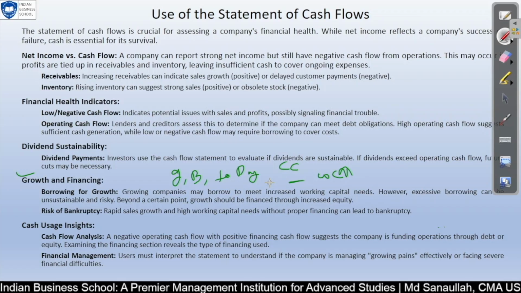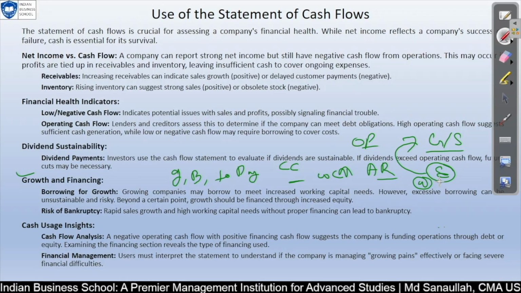If you keep on taking loans and your sales are not growing at a similar percentage, there is a problem. Or even though sales are growing, if you are not recovering your AR and AR keeps on increasing, that is also a problem. Sales growing and AR growing at a similar percentage is acceptable. Growth can be better financed through increased equity. If you are managing your sales growth or maintaining your operating activity through financing activity, then it is good.